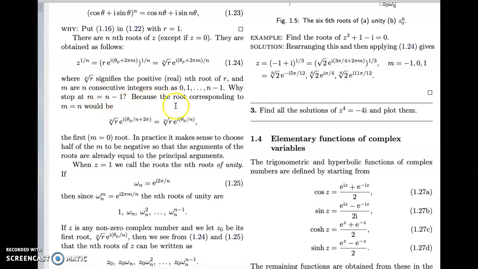Okay, so that's okay. Why do we stop at n? Why do we just choose m to be n consecutive integers, such as 0 to n minus 1? Well, if we then look at m equals n, what would happen? If m equals n, then you see the m and n cancel, and we just get plus 2 pi. So we're back where we started.